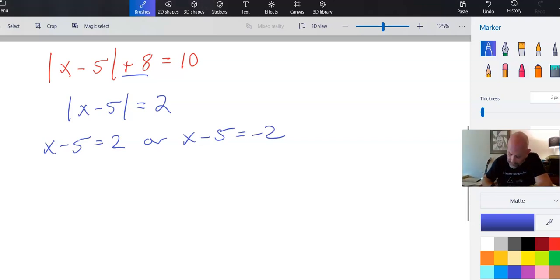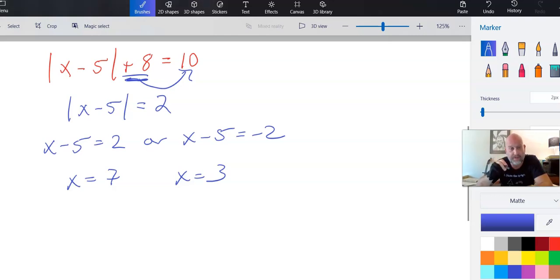If I add 5 over, I get x is equal to 7. And here, if I add 5 over, I get x is equal to 3. It just works that quickly. But it's knowing that you have to move this guy over to this side. You're going to have to subtract that 8 over to be able to actually do this.